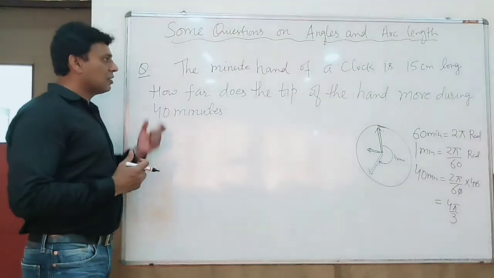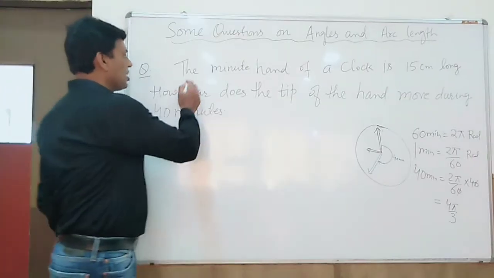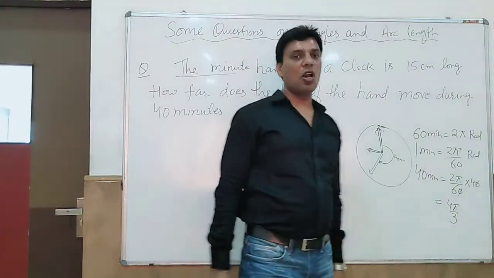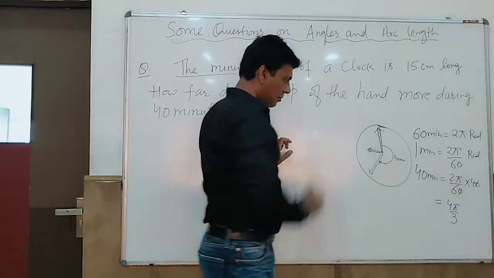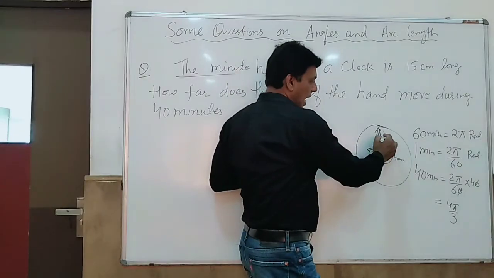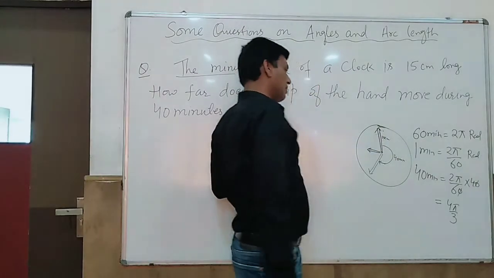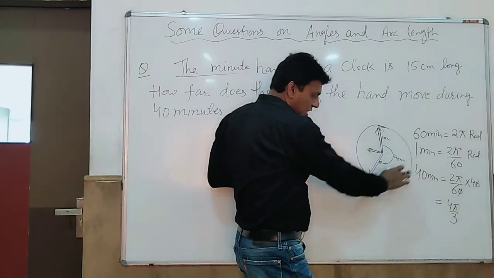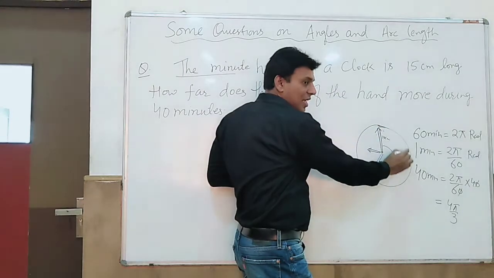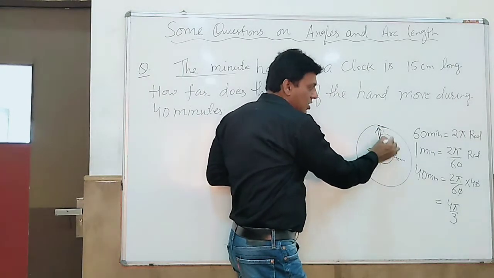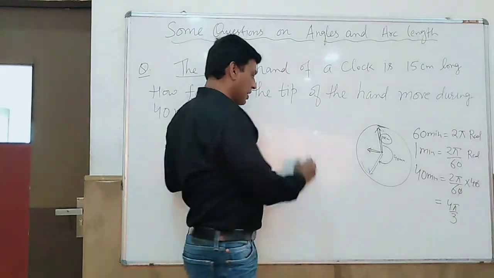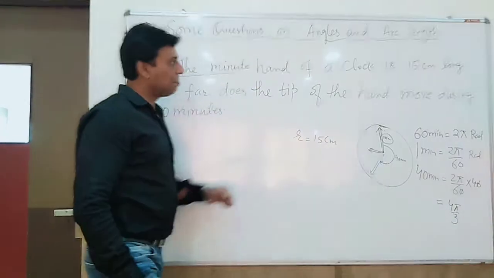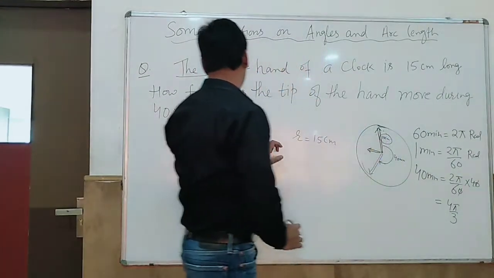First of all, we have to read the question carefully. In this question it is given that the minute hand of a clock is 15 centimeter long. Suppose this is a clock and this is the minute hand, and its length is 15 centimeter. So it is a circle. The tip is moving on the circle, and the radius of that circle will be 15 centimeters. So radius is 15 centimeter.